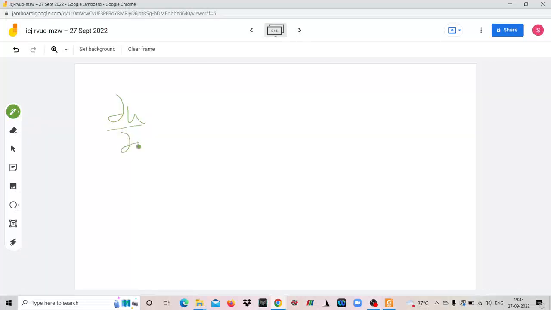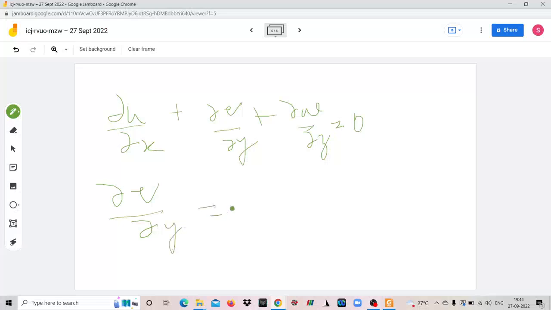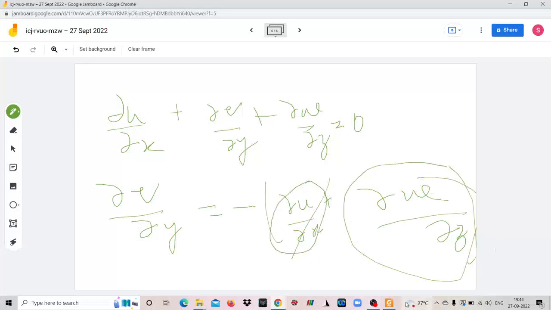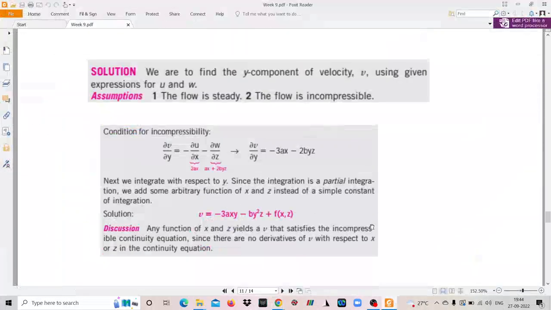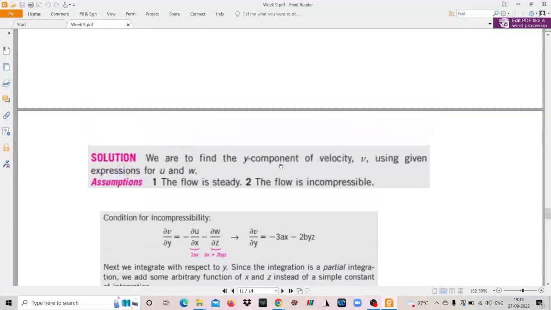Now from the assumptions that the flow is steady and incompressible, the continuity equation is del u by del x plus del v by del y plus del w by del z is equal to 0. So it gives us del v by del y is equal to minus of del u by del x plus del w by del z. Now we have already obtained the expressions for del u by del x and del w by del z. So based on those, what will be the value of v? Del v by del y is minus of 3ax.